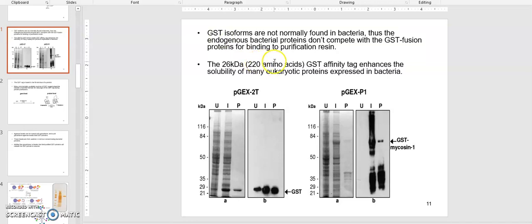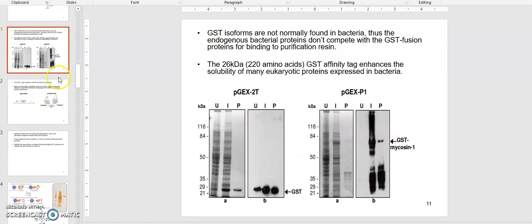That's what it means. So if your target protein is a prokaryotic protein, a prokaryotic cell protein, then it is good to use GST, because there are no GST-like enzymes found in bacterial cells. So there's an advantage of using GST tag for prokaryotic protein. Your target protein happens to be a prokaryotic protein, and you are trying to make it from prokaryotic cells. Yes, GST is your choice.